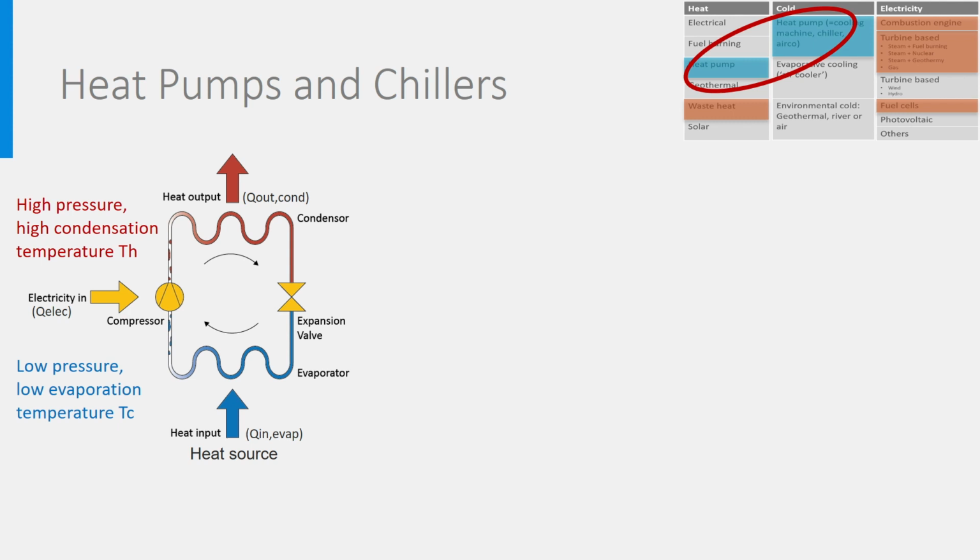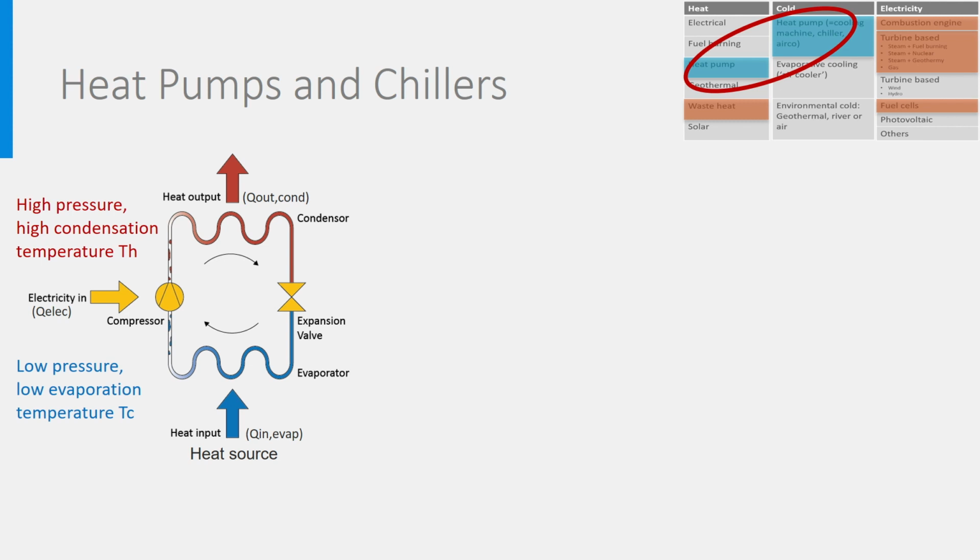After condensation, the liquid refrigerant is expanded back to the low pressure through the valve on the right. After complete evaporation in the evaporator, the compressor brings the vapor to a high pressure. To do so, electricity, Q-elec, is needed to power the compressor, and the cycle goes on this way.